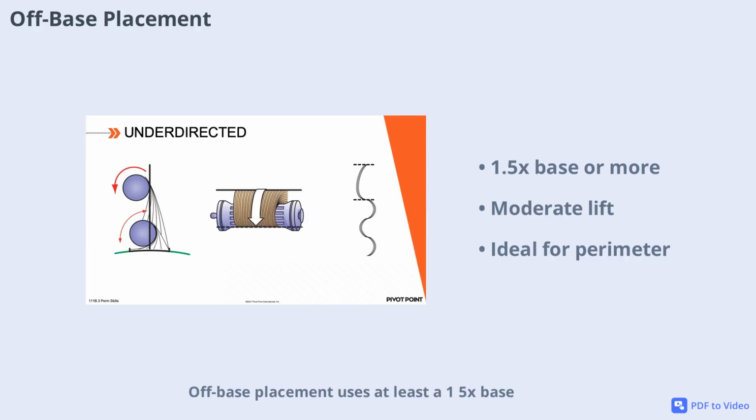Off-base placement uses at least a 1.5x base, with hair projected 90 degrees from the center of the base. This method provides moderate base lift and is often used in perimeter areas to create a softer, more relaxed curl at the edges.